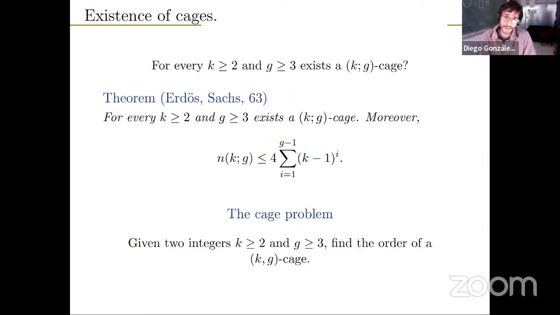The cage problem is the following. Given two integers, k and g, we need to find the order of a kg cage. That is the minimum order of a k-regular graph with girth g.